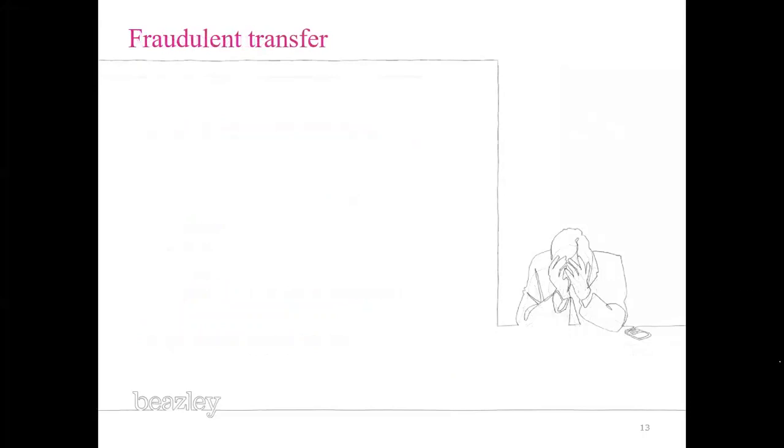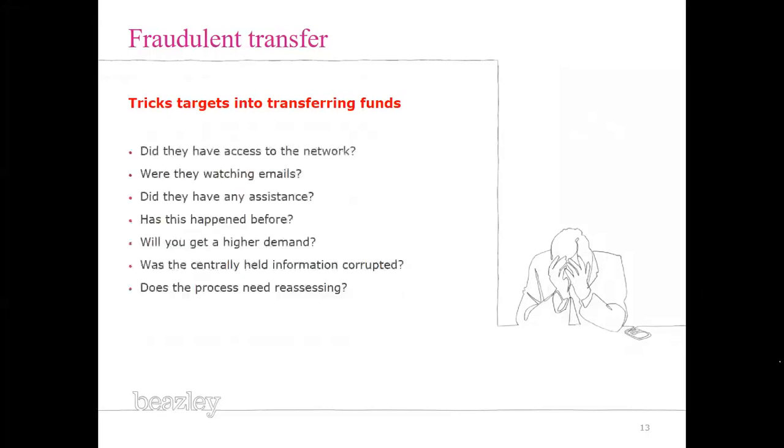Fraudulent transfer, that's cyber crime or social engineering. I mentioned the fraudulent invoices earlier. Essentially, someone tricks you into transferring funds to who you think is the right person, your CEO or a supplier or a client, and actually it turns out that it's someone impersonating them. So similar to the last slide, the question is essentially, in order to send you the request for the funds, did they have access to your network?